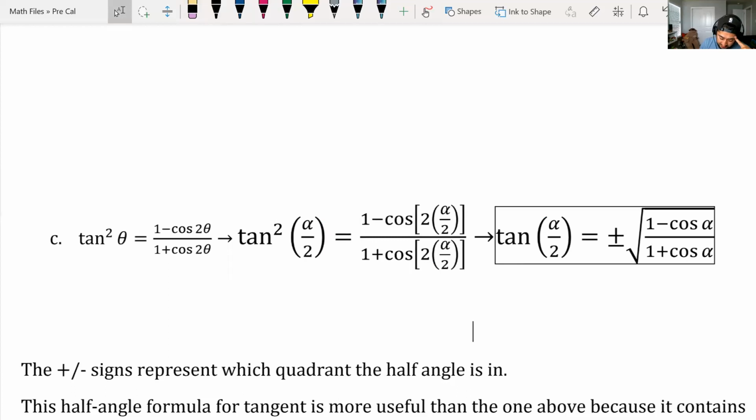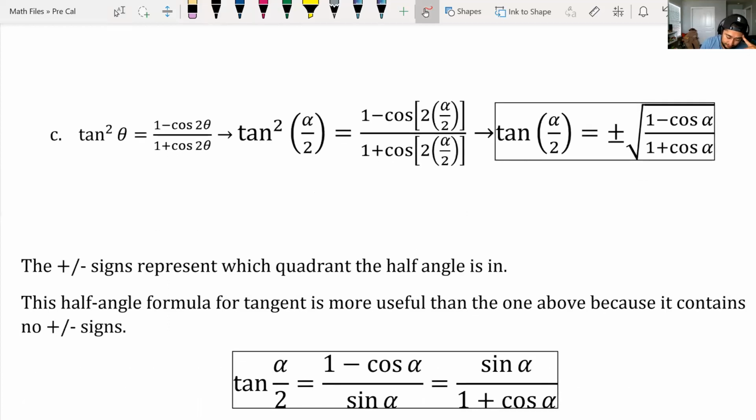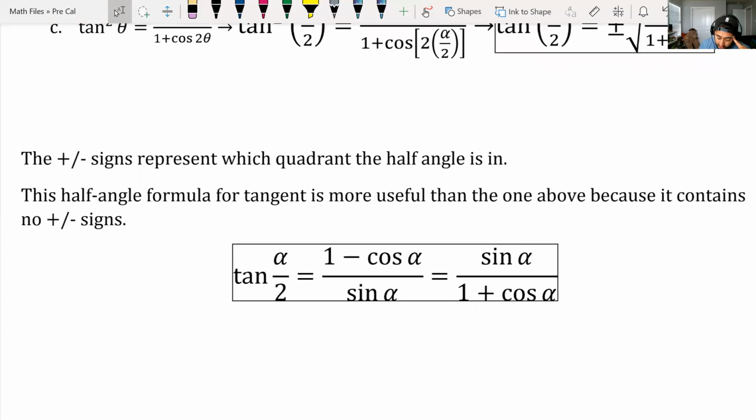You probably did too. Okay, so important: the plus or minus sign represents the quadrant the half angle is in. So you will determine how to use the plus or minus signs based on the quadrant of the half angle. Okay, well, we're going to add one more formula to the mix, and it's actually an easier formula for the half angle of tangent alpha over 2. So tangent of alpha over 2 is also equal to 1 minus cosine alpha over sine alpha, or sine alpha over 1 plus cosine alpha. And what's cool about this tangent formula for the half angle is that we don't care what quadrant the angle is in, because there is no plus or minus on here.